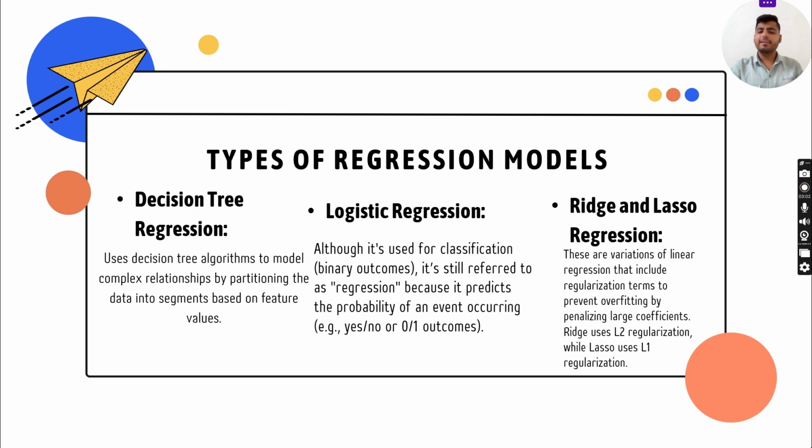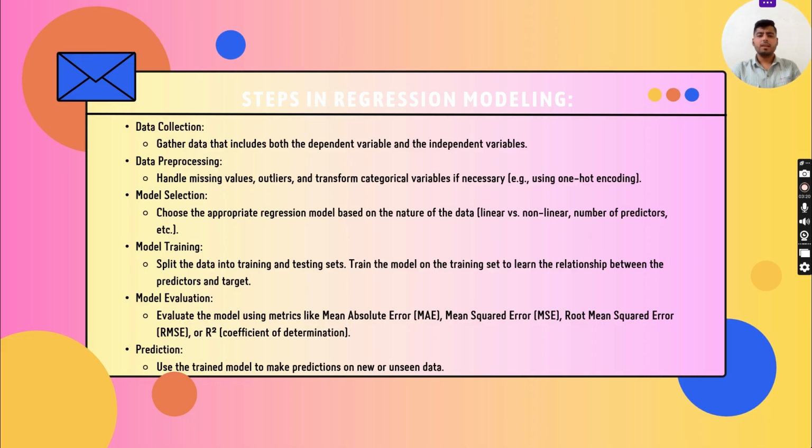Next are ridge and lasso regression. These are variants of linear regression that include regularization terms to prevent overfitting by penalizing large coefficients. Ridge uses L2 regularization while lasso uses L1 regularization.